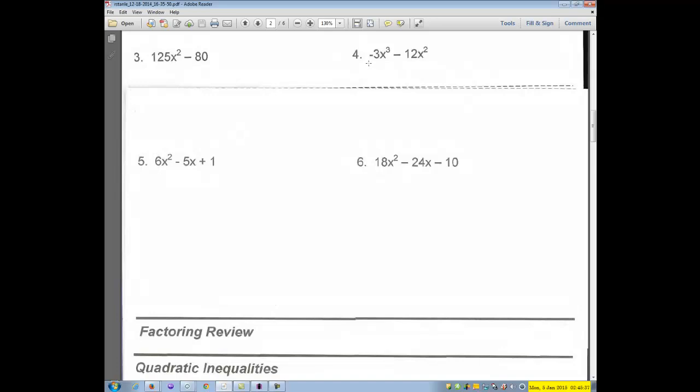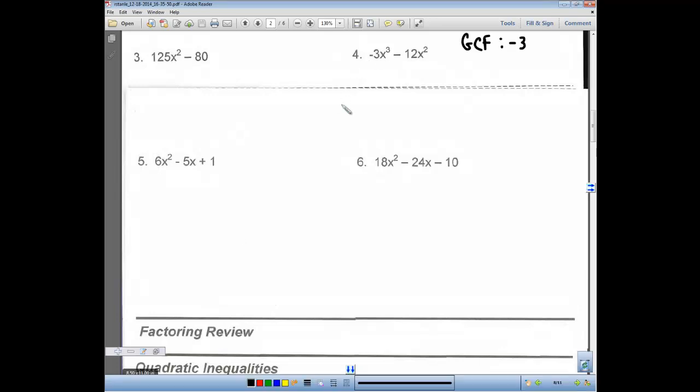Let's look at number 4. Let's pull out the greatest common factor. The greatest common factor is negative 3, but when I look at the variables, the greatest common factor among the variables is x squared, so I need to pull that out. So negative 3x squared into both of these terms. Negative 3x squared into negative 3x cubed is just an x. Negative into negative is a positive, and this will just leave me x plus 4. This is not a trinomial. It's not a difference of squares. I am done on this one.